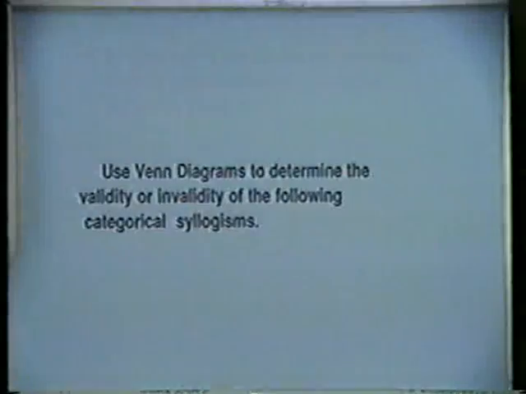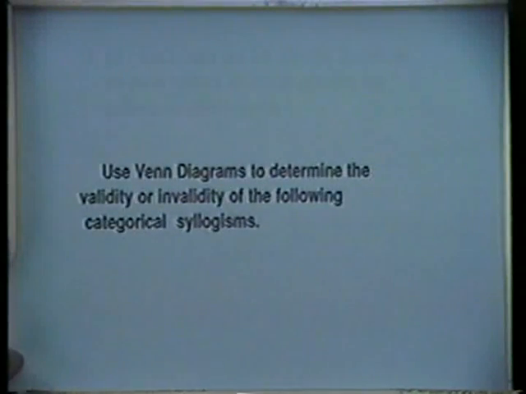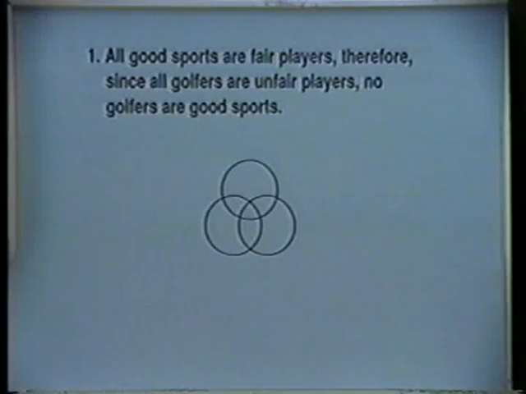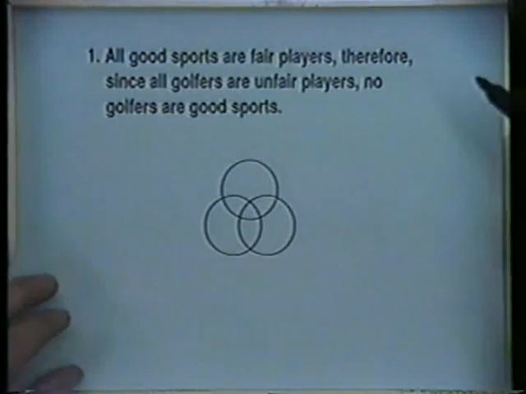So, 6 problems using Venn diagrams to determine validity or invalidity. Here's our first one. All good sports are fair players. Therefore, since all golfers are unfair players, no golfers are good sports. Well, where do we start? Like many of these problems, we need to start by identifying the conclusion.